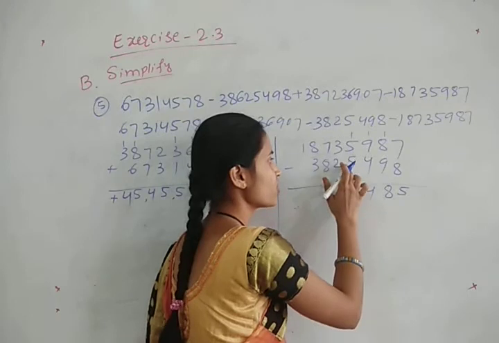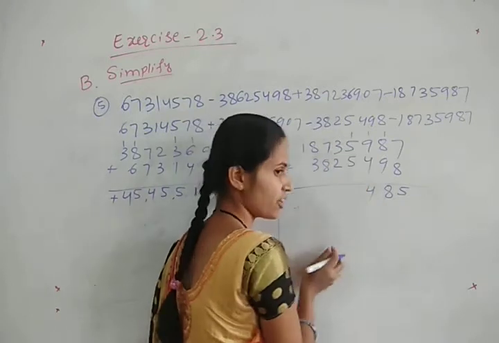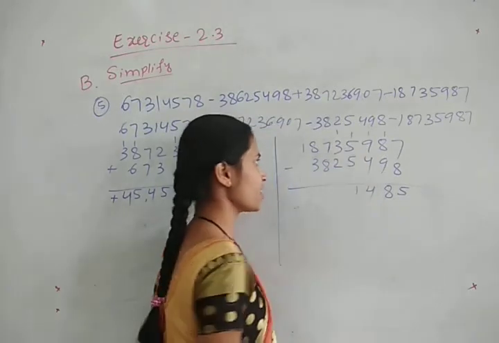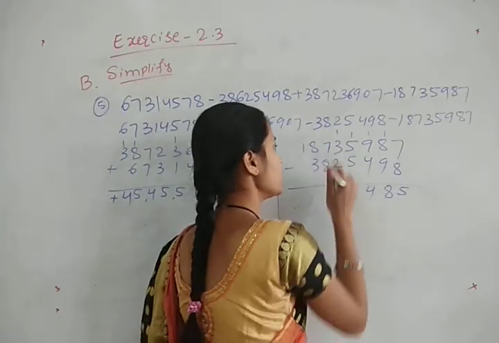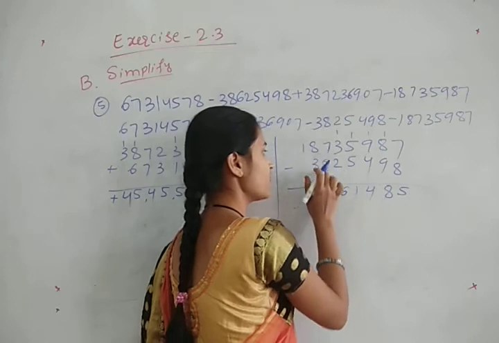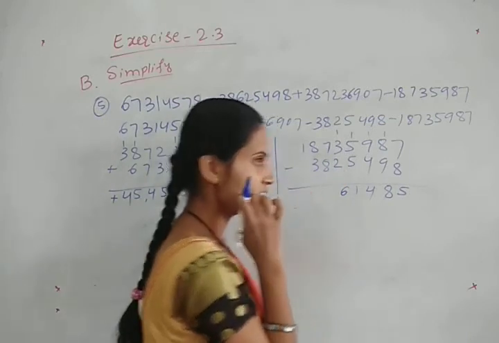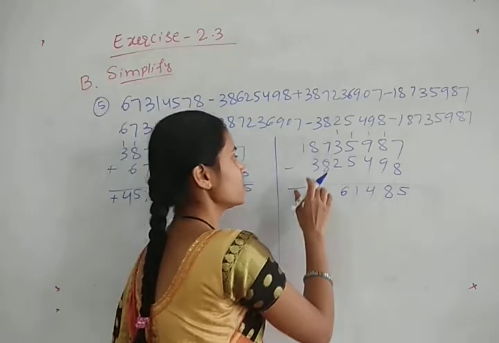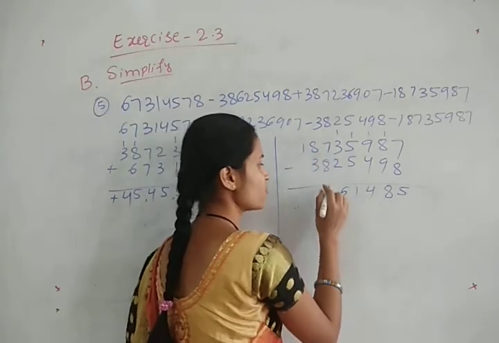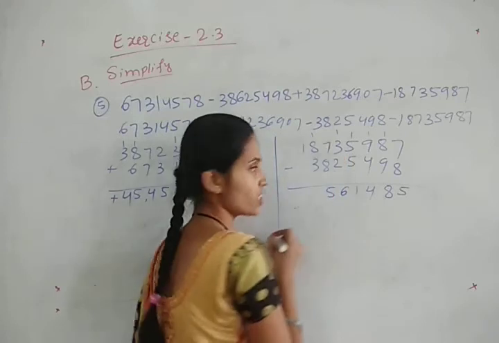Now 5 plus 5 is 10. 10 plus 1 is 11. Write 1. Take 1 as a carry. Okay. Now 3 plus 2 is 5. 5 plus 1 is 6. Okay. 7 plus 8. 7 plus 7 is 14. But 8 is 1 greater than 7. Then 7 plus 7 14 plus 1 is 15. Write 5. Take 1 as a carry.